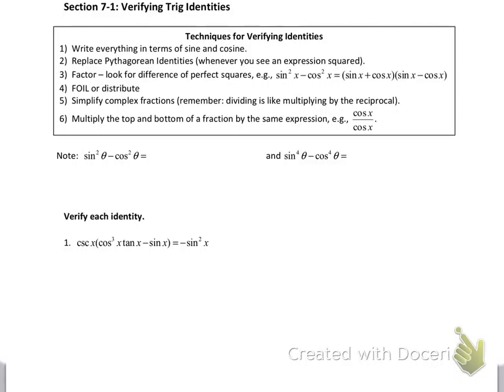So before we begin, just want to note that sine squared minus cosine squared we can factor, and the factoring method we're going to use is the difference of two squares. So this will become sine theta minus cosine theta times sine theta plus cosine theta. So this is the difference of two squares.